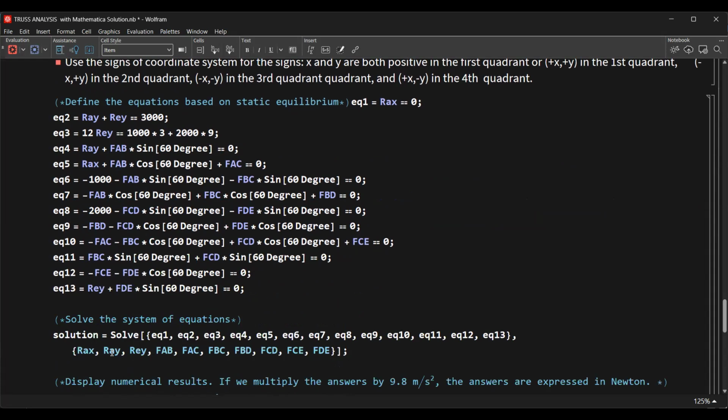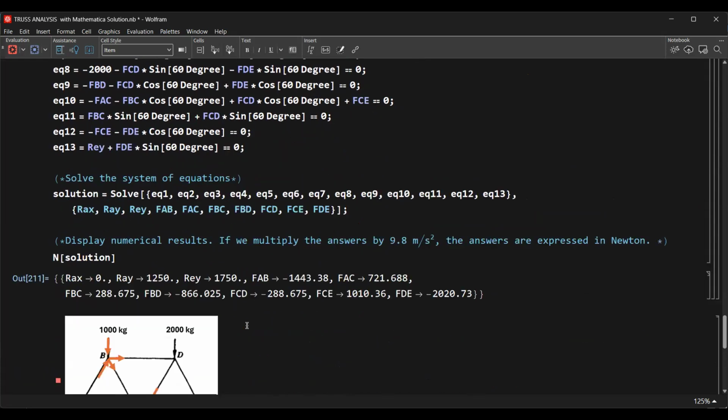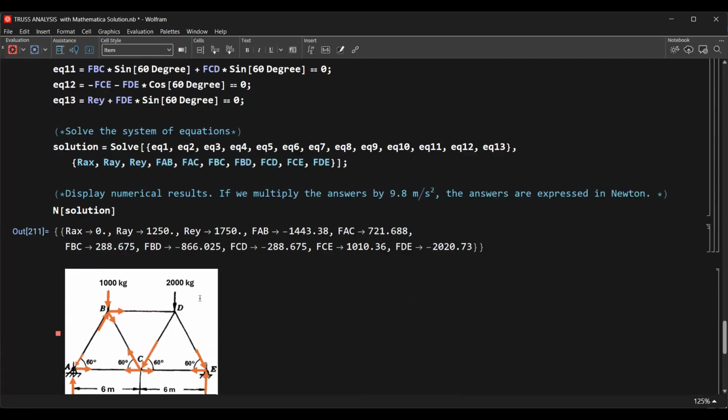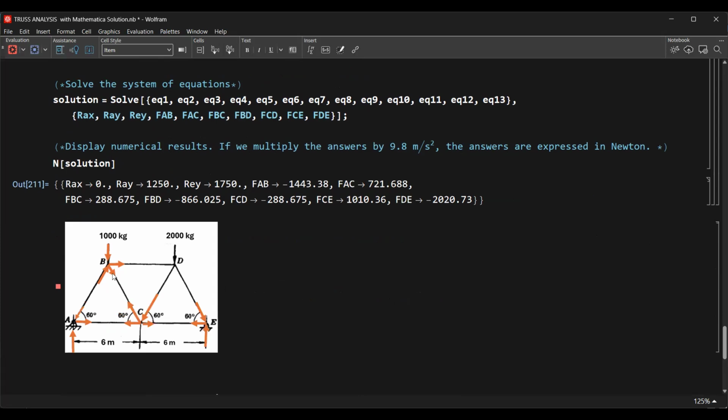So by solving the equations, we have the corresponding values. The value of the reacting force at point A is equal to 1,250 kilogram. Now we have to multiply the values here by 9.8 to express this in terms of Newton. For example, FBD here is negative 866, so the direction of FBD is to the left.